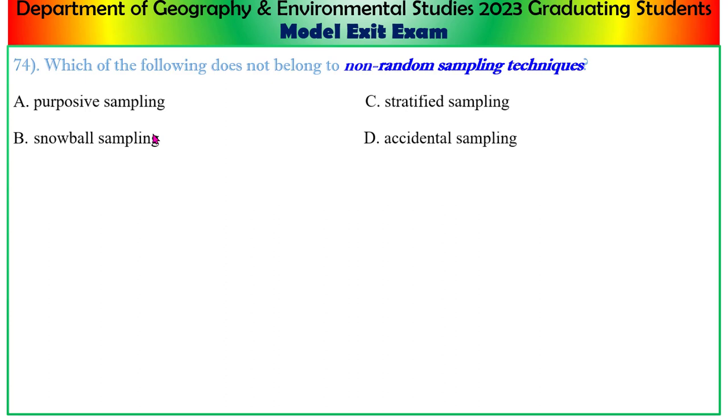Before that, purposive sampling is also known as, sometimes called, judgmental or selective sampling. This technique involves deliberately selecting individuals or elements that possess specific characteristics or knowledge relevant to the research study. It is a subjective approach that relies on the researcher's judgment.